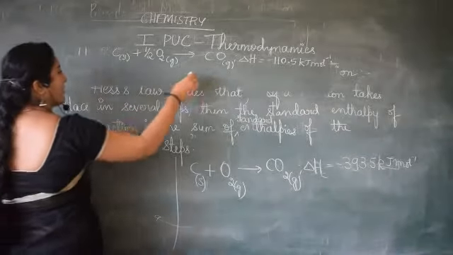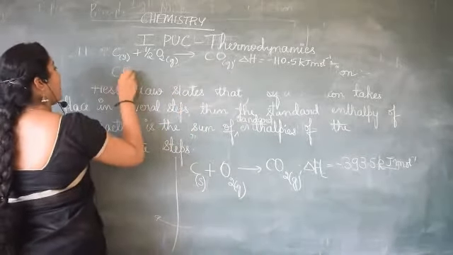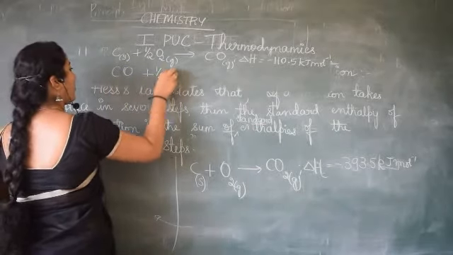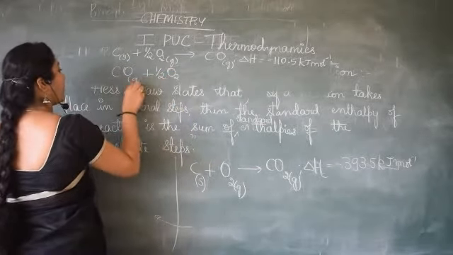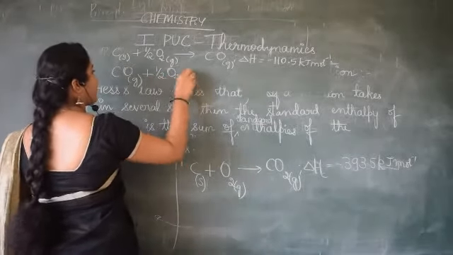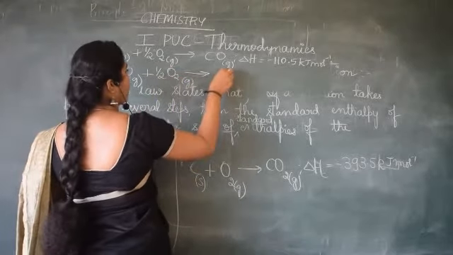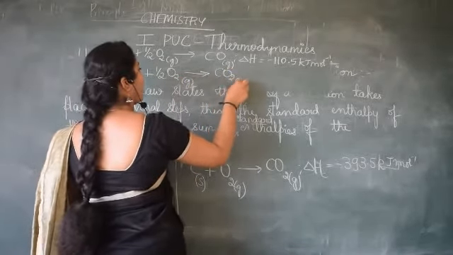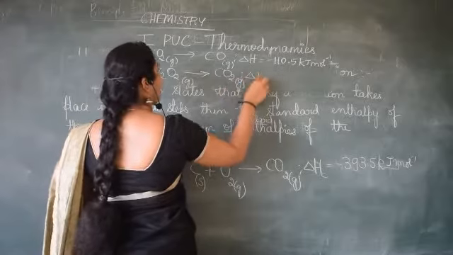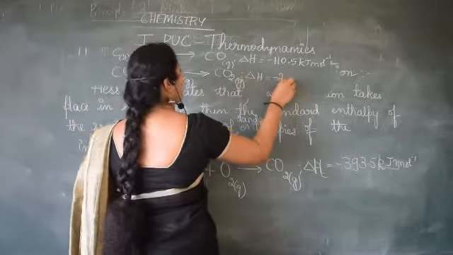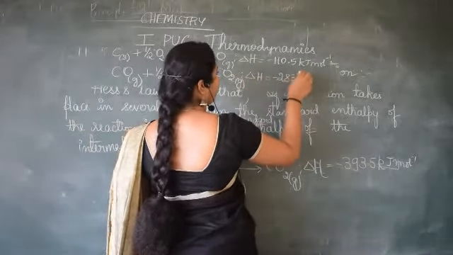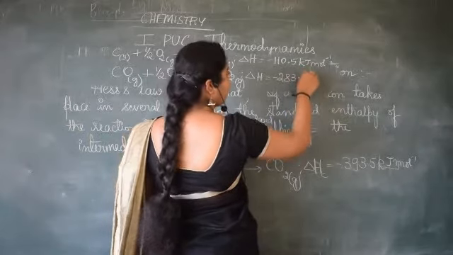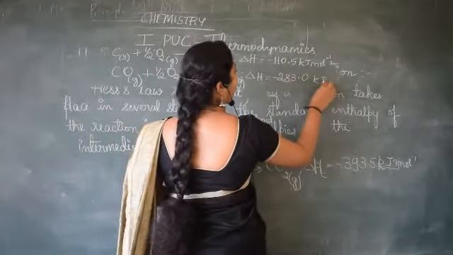Second step reaction is this carbon monoxide further reacts with half mole of oxygen. Carbon monoxide is gas, oxygen is gas. It further reacts with half mole of oxygen to form carbon dioxide. Now the delta H value will be minus 283.0 kilojoule per mole.